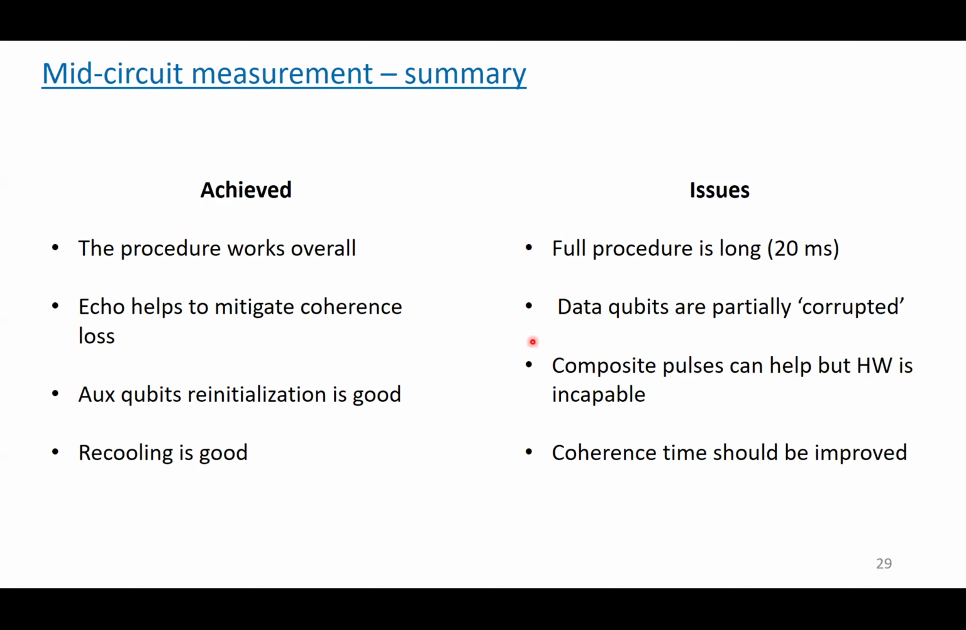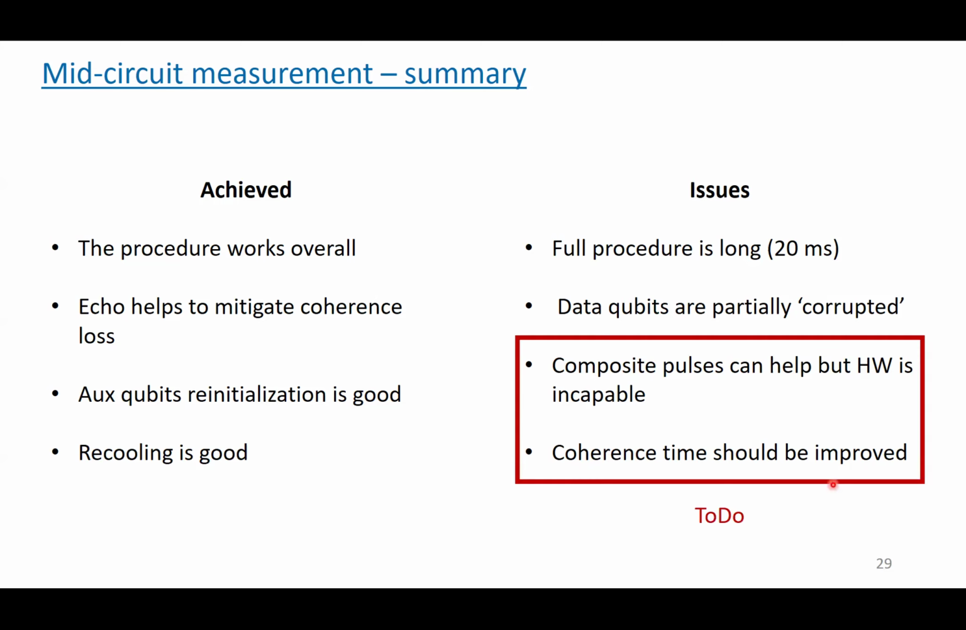We do have this partial corruption of data qubits, mostly due to a lot of address pulses, which can be mitigated by composite pulses. And we definitely should improve our coherence time, which is just low by mistake. And now we are doing hardware upgrades to make it better. So those are the first two things we're working on now. And let's see how it improves. I really hope that this procedure will be better.